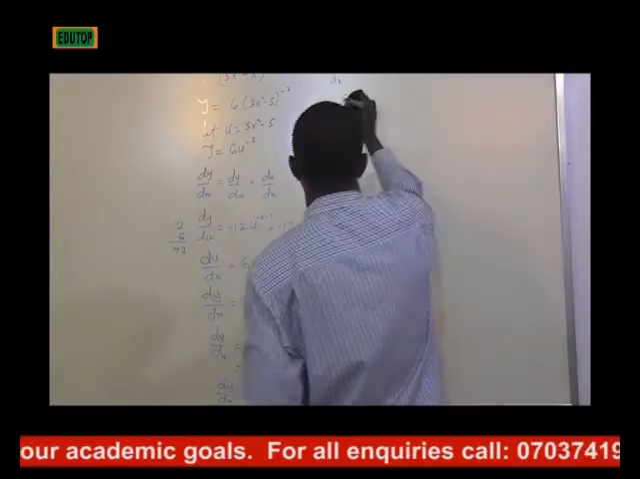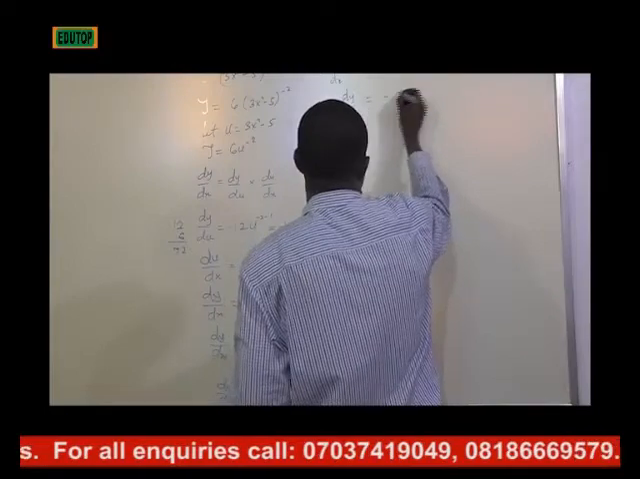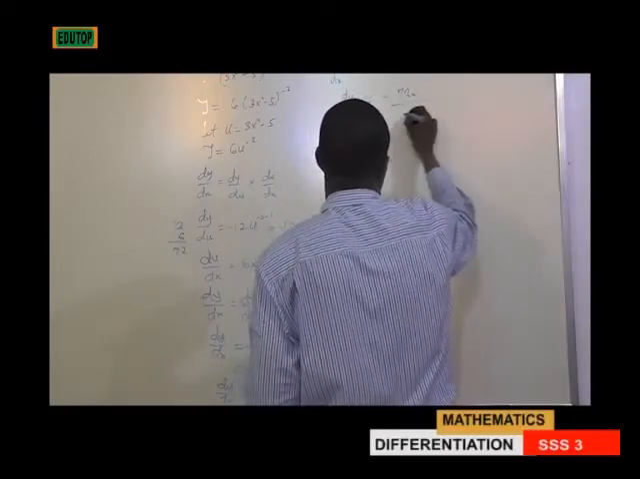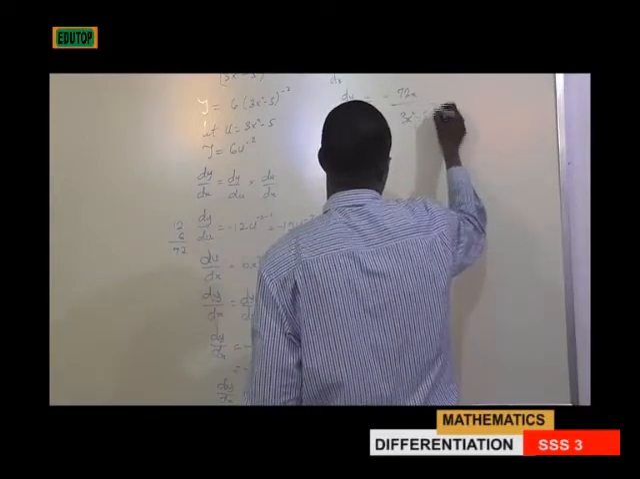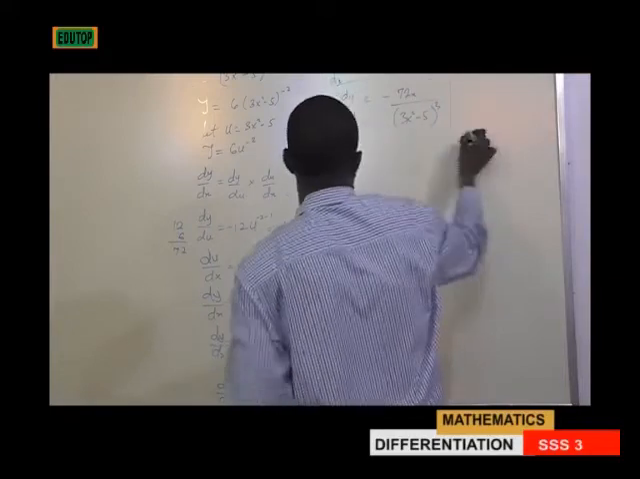So dy/dx will now become minus 72x over (3x squared minus 5) raised to power 3. And this is our dy/dx.